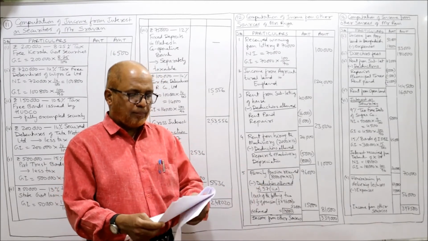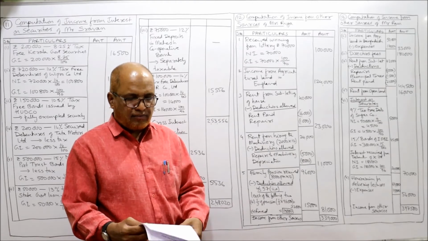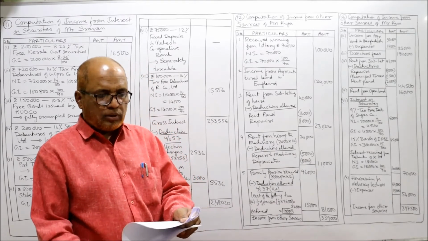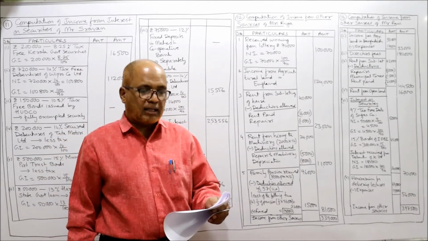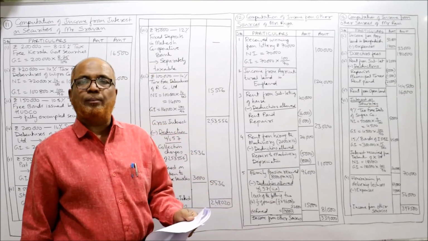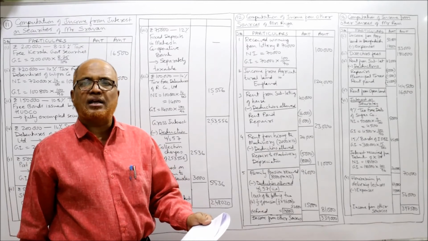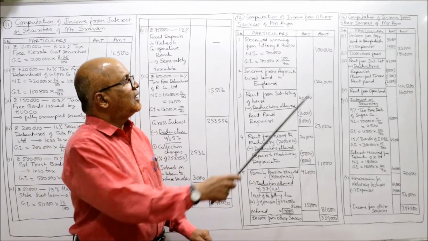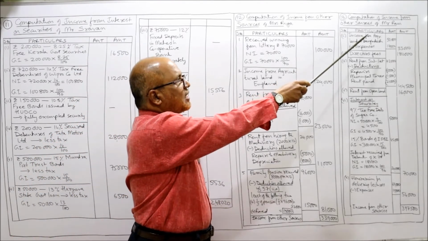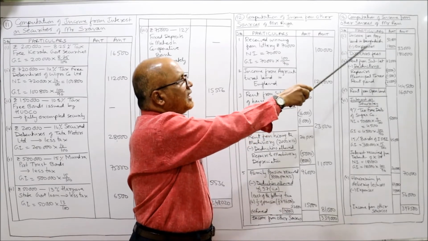See the 13th problem. The following incomes are received by Mr. Ravi. Compute the income under the head income from other sources. So we have to compute income from other sources. Ten points are given. One by one we'll take. Computation of income from other sources of Mr. Ravi. Particulars, amount, inner column, outer column.